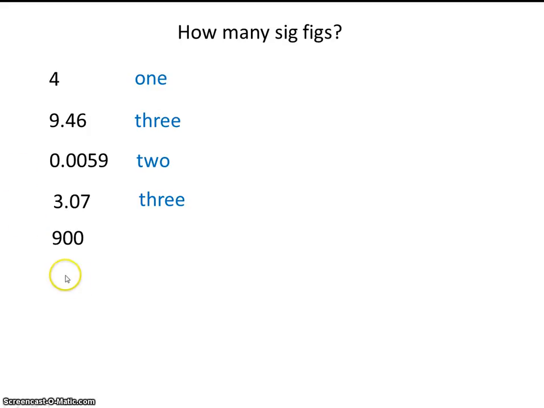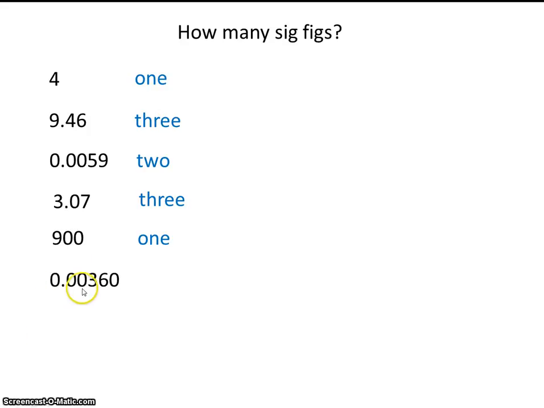Now these are trailing zeros. Trailing zeros, they may or may not be significant depending on the presence of a decimal place. Now this number 900 does not have a decimal place in it. So these trailing zeros are not significant. So this number has 1 sig fig.